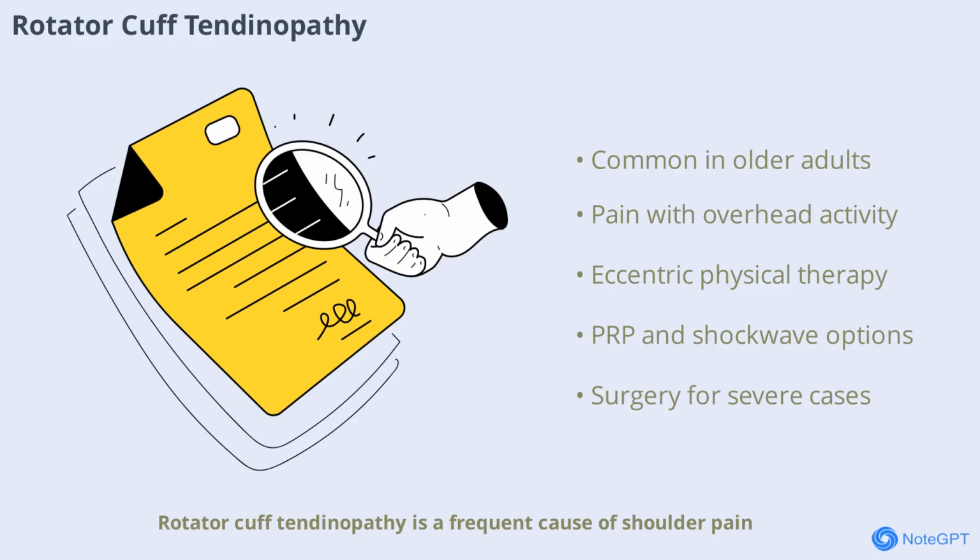Rotator cuff tendinopathy is a frequent cause of shoulder pain, especially in individuals over 50, those with diabetes, or those who perform repetitive overhead activities. Acute injuries often result from trauma, leading to tears or tendinitis, while chronic overuse causes tendinopathy. The supraspinatus tendon is most commonly affected, but other muscles like infraspinatus, teres minor, and subscapularis can also be involved. Patients typically report dull, diffuse pain in the anterolateral shoulder worsened by active movement.